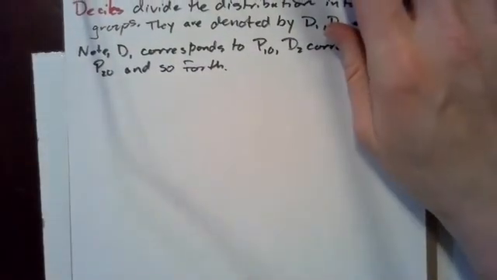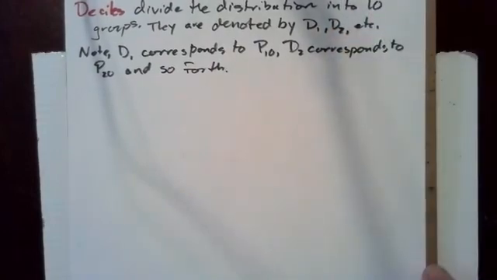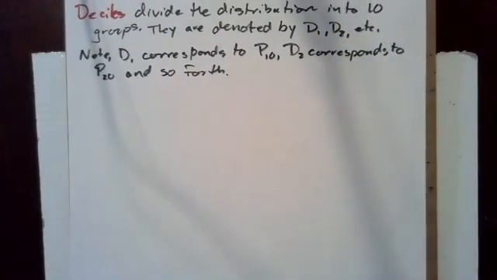Finally, we'll talk very briefly about deciles. Deciles divide the distribution into 10 groups. They're denoted by D1, D2, and so on, where D1 corresponds to P10, D2 corresponds to P20, and so forth. Also, D5 is equal to P50, which is equal to Q2.